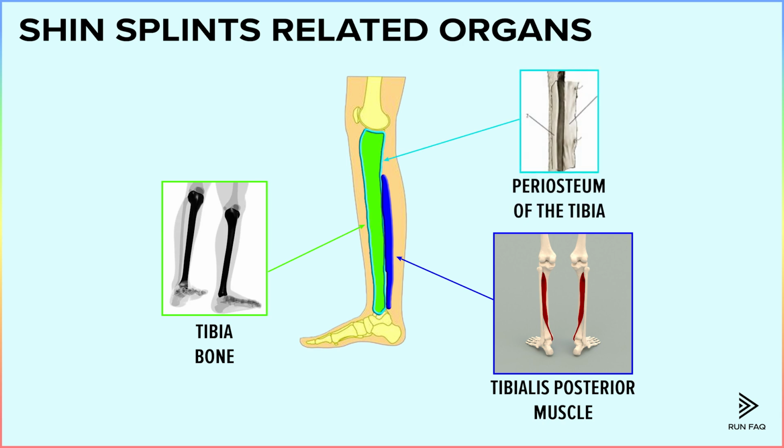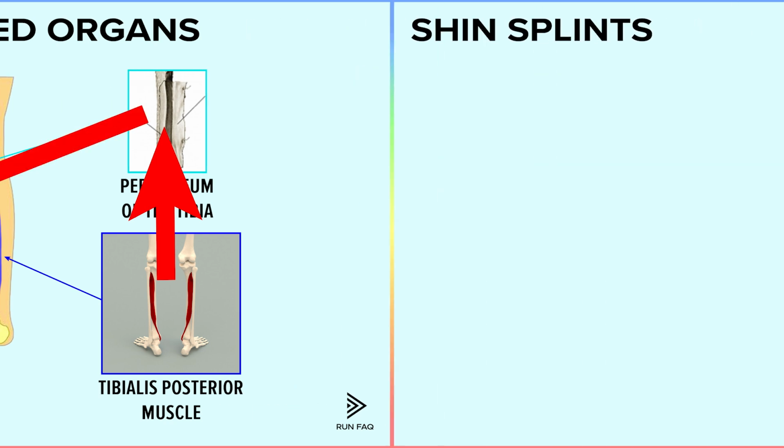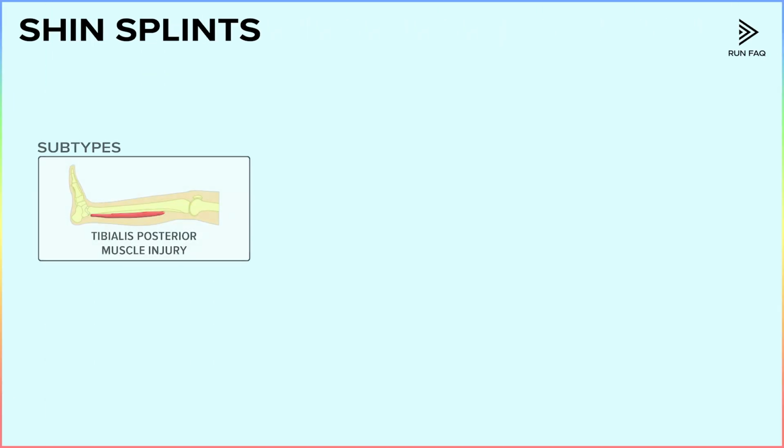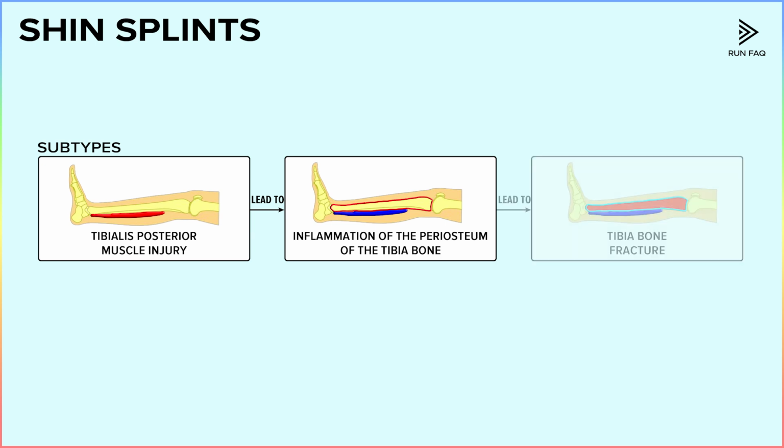Periosteum is a shell that covers the bone and helps to deliver oxygen. Also, it helps to take away harmful substances from the bone. And the point is that the muscle clings to the periosteum and the periosteum wraps around the bone. The 3 different injuries are: first, when we injure the muscle; second, when the injured muscle puts pressure on the periosteum and we get inflammation of the periosteum; and when the inflamed periosteum puts pressure on the bone, we get a bone fracture.